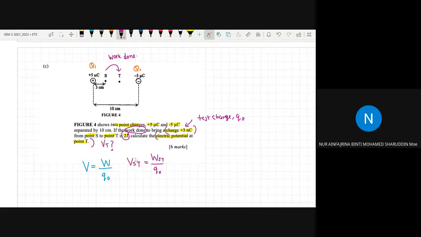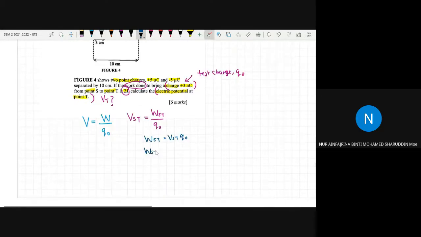So maksudnya sekarang VST ni, Miss akan buat macam ni senang sikit awak nampak. Darab silang je. So, VST ni adalah potential difference. So, potential difference maksudnya you akan ambil lah you punya VT tolak dengan VS darab dengan Q0. So, apa yang kita nak cari sebenarnya? Kita nak cari VT. Kita dah tahu kita punya work done. Kita dah tahu kita punya test charge.